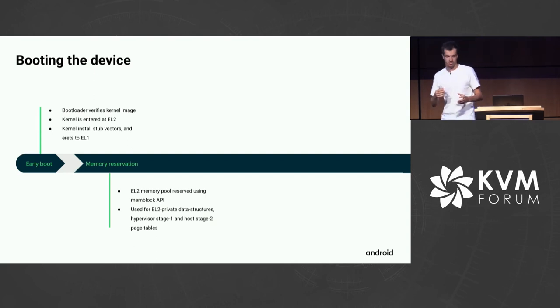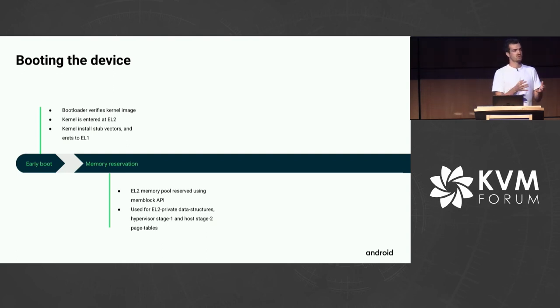we'll hit the point where we set up the memory management subsystem in Linux. The hypervisor is going to need some memory for itself in order to manage a few different things, including its own set of stage 1 page tables, as well as the page tables of the host. It's going to require memory for that. The current implementation uses the memblock API fairly early on to allocate a pool of memory that will be donated to the hypervisor later on. The amount of memory that we have to reserve is a function of how much memory there is on your system, because the size of the page tables depends on that.